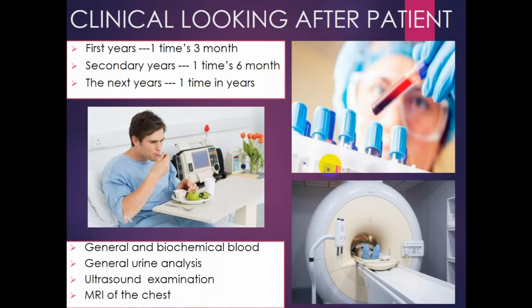Clinical follow-up of the patient. Patients who have tumors are oncology patients. In the first year, these people should check their state once every 3 months. In the second year, once in 6 months. In the following years, when their condition is normal, once a year, because complications can appear even after several years. General and biochemical blood analysis, urine test, ultrasound examination, and MRI of the chest should be performed. So, benign diagnostic or benign curator.